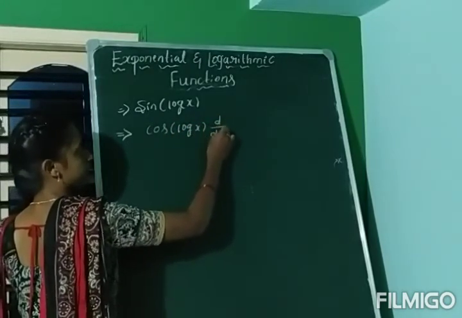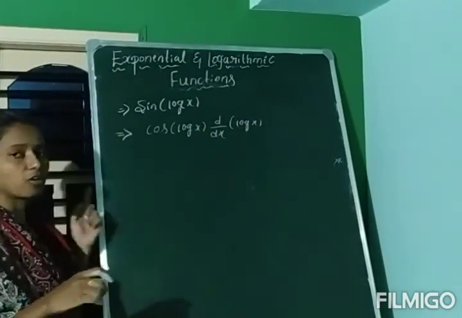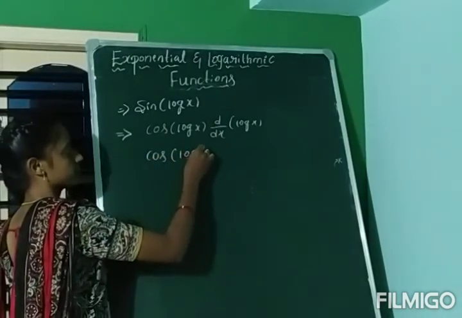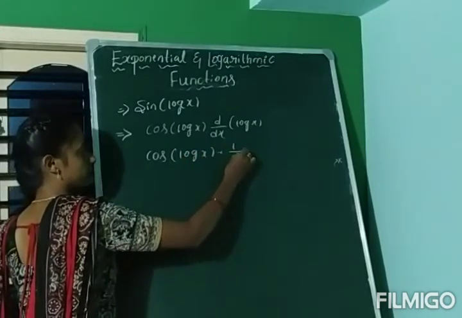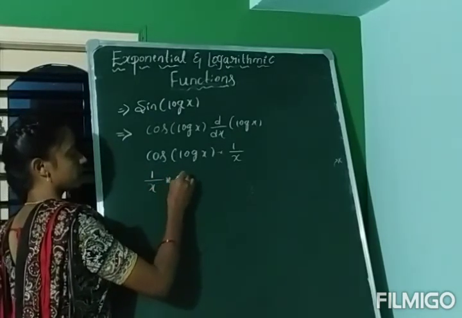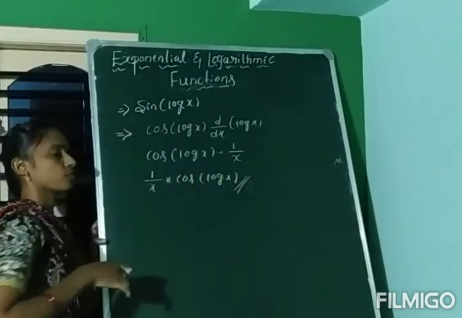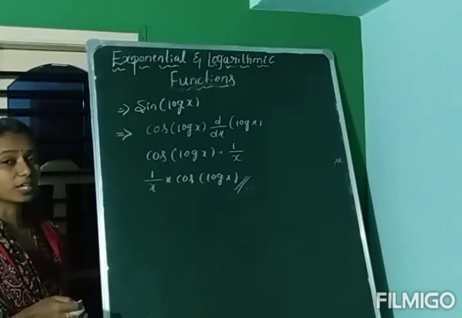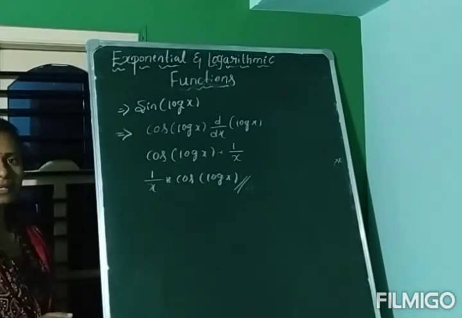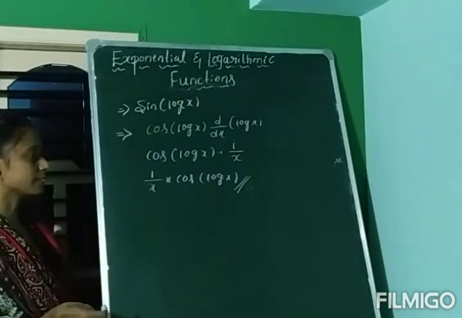Again you need to differentiate the inner function, that is log x. As I said, the derivative of log x is nothing but 1 by x. Hence we can write cos of log x into 1 over x, or 1 over x into cos of log x. This is the derivative of the given sin of log x. Hope you guys understood the exponential and the log. It's a little theory, but in your exam they'll ask you problems. Hope you understood this one. We'll solve the exercise problems in the next class.